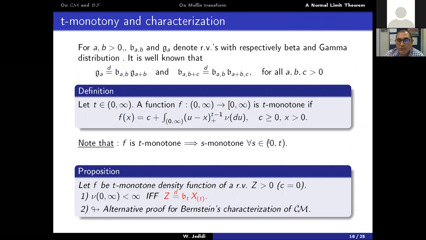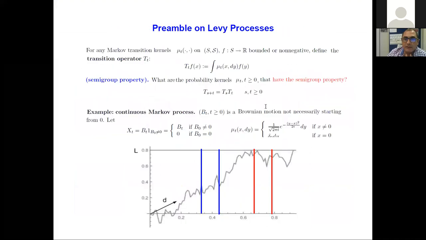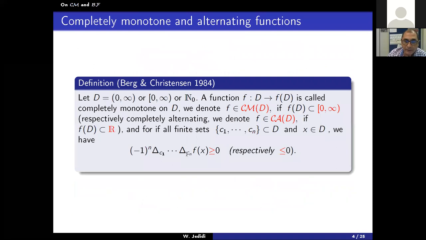I also need an additional preamble on a function. Here I come back to the concept of the completely monotone function. Actually, before being a completely monotone function, a function is T monotone for any T. That means this condition holds, but at fixed order N, not for all N. So if you have it at fixed order N, you say that F is N monotone.